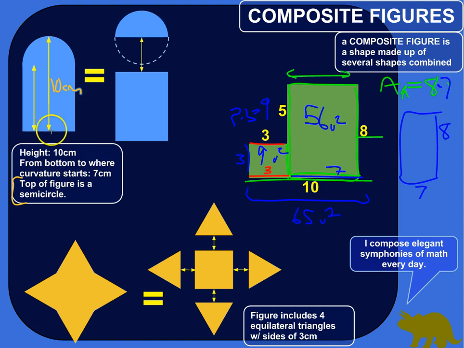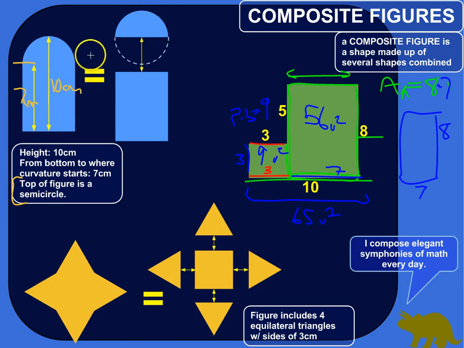And from the bottom of the trash can to where the curvature starts is 7 centimeters. And I'm just specifying that the top of the figure is actually a semicircle, which is what it looks like, but if they don't tell you specifically, you can't really assume that. So this is a semicircle, or half a circle. All right, well, what can we derive from that?